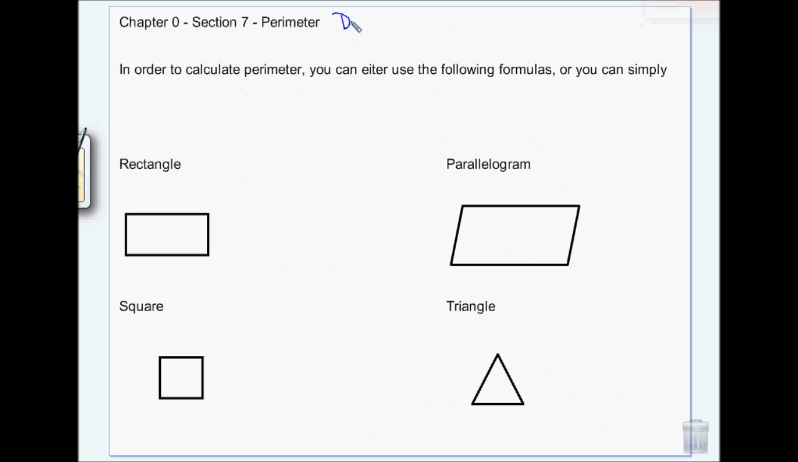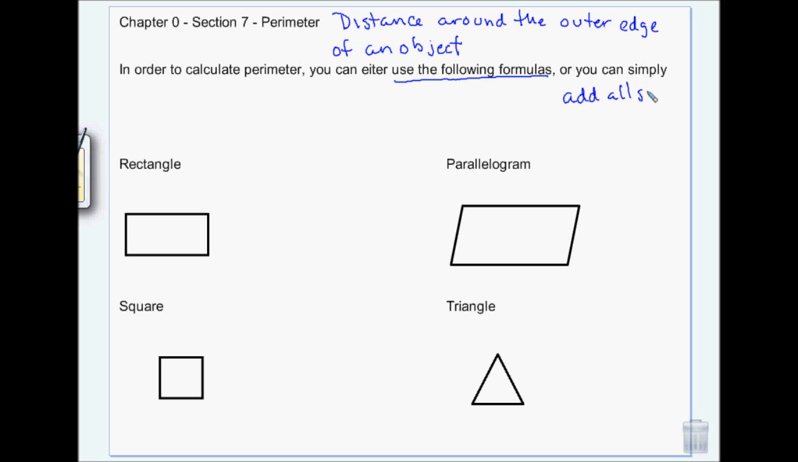The definition of perimeter is the distance around the outside or the outer edge of an object. If you're going to calculate perimeter, you can use formulas, or you can simply add all the sides. So you have a choice.